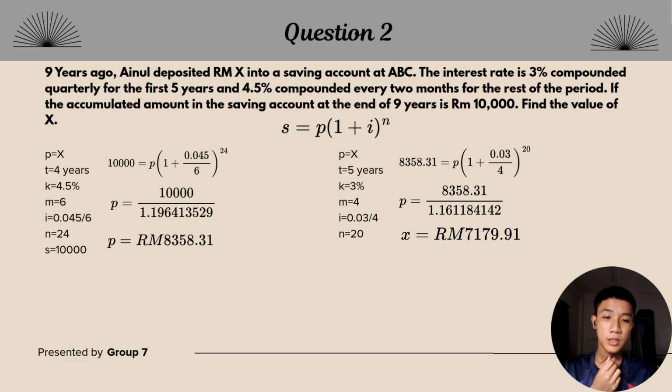Moving on, we will use the second P and put it into the formula, which will get us 8,358 ringgit 31 cents equals P(1 + 0.03/4) to the power of 20, which will get us P equals 8,358 ringgit 31 cents over 1.161184142, which will get us the face value of X, which totals to about 7,179 ringgit and 91 cents. That's it for question 2.